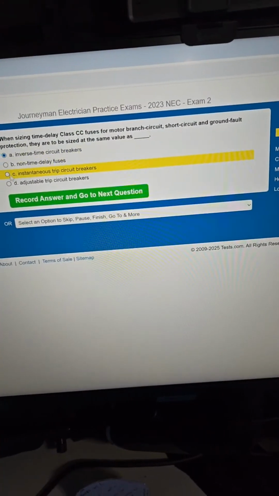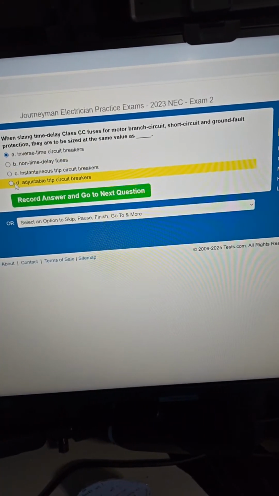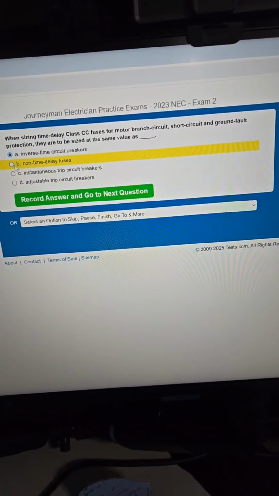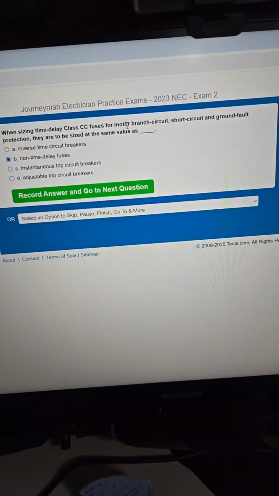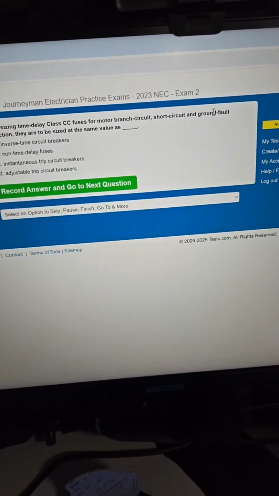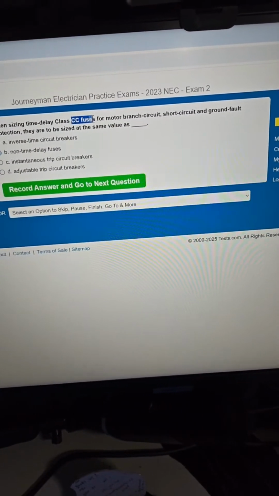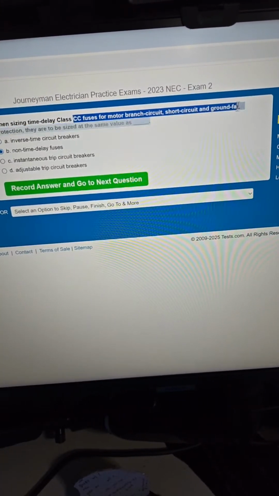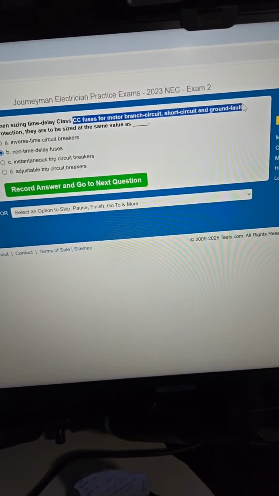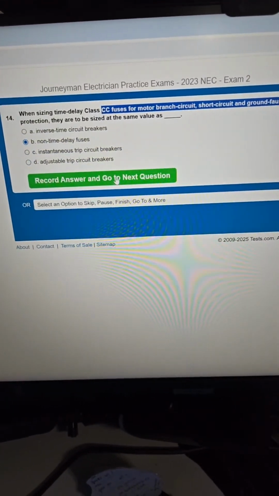Fuses are instantaneous trip. Uh-oh. Non-time delay fuses. Yeah, that's what a fuse is. So if we're going to size it off of the fuse, fuses are pretty much no time delay anyway. That's the only one that I see as fuses as well. We're going to go with that.